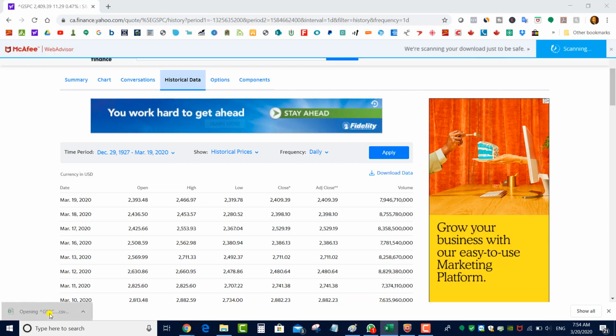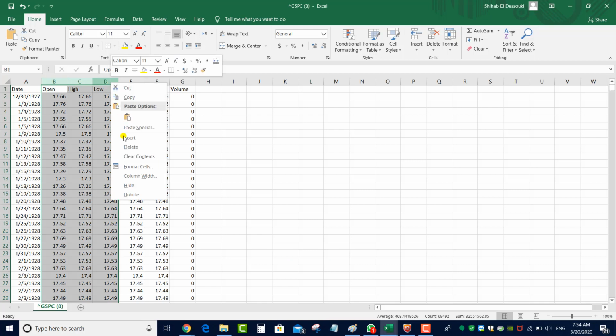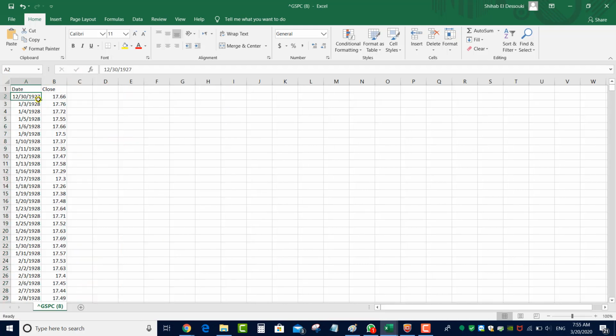I'm going to open the Excel spreadsheet. I'm going to remove open, high, low. I'm going to keep close only. All right, so here I've got all the dates and all the close of the S&P 500 index since 1927.